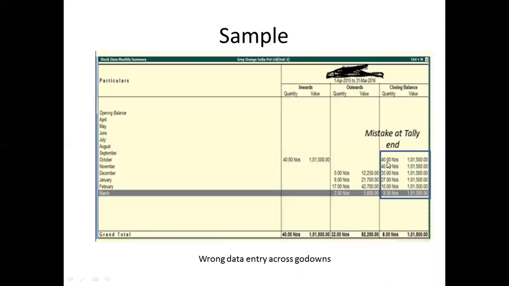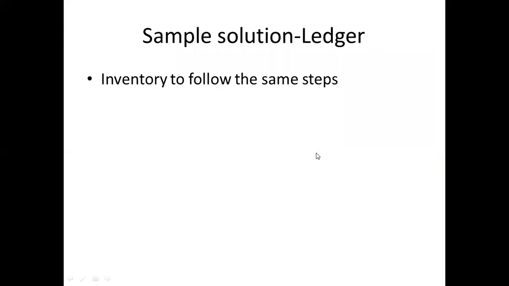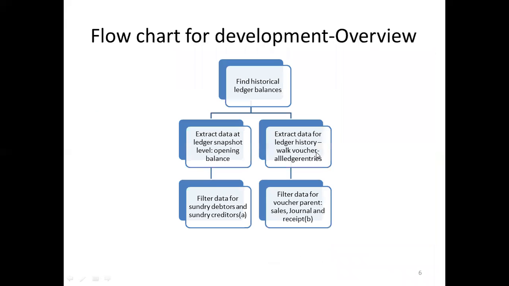Now, this is a classic case of wrong data entry. For example, my godown entry was in one godown, but the outwards have been in other godowns. The numbers are all now skewed up. So, we will look to eliminate the wrong valuations due to these kinds of wrong data entries. We will take up a sample case with ledger and inventory to follow the same steps.